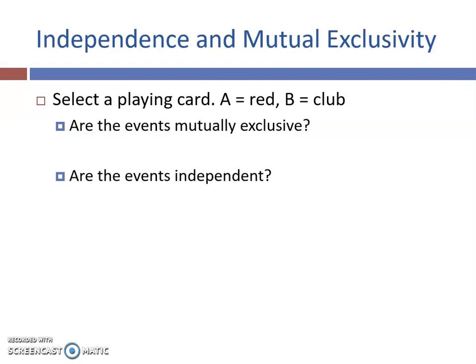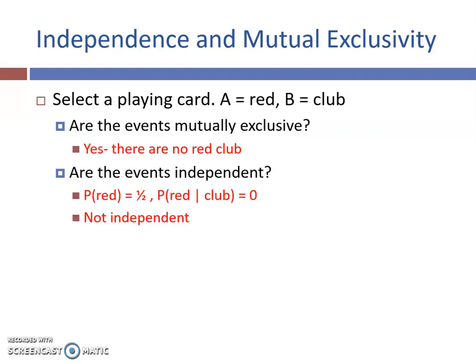For our first example, let A be the fact that it's a red card, and B be the fact that it's a club, is the suit. Are the events mutually exclusive? And then are the events independent? So, is it mutually exclusive? Yes, you cannot pick a red club. Clubs always have to be black. If you pick a red card, it's either a heart or a diamond.